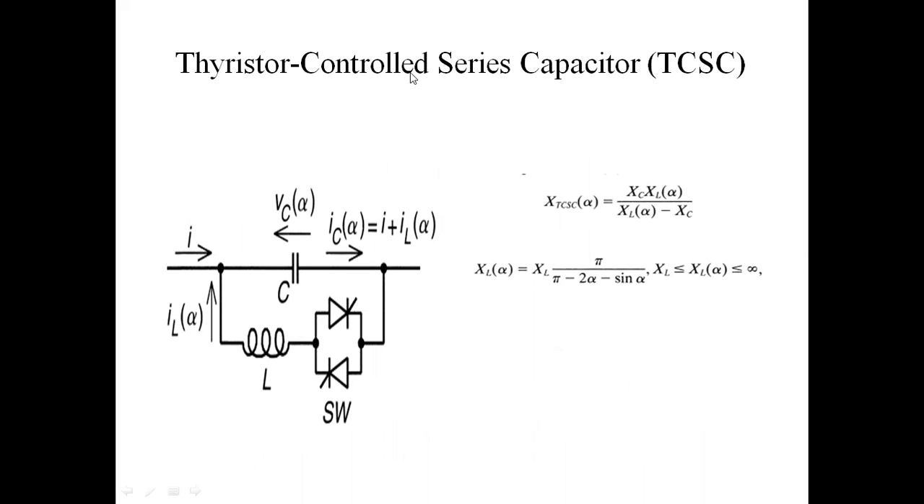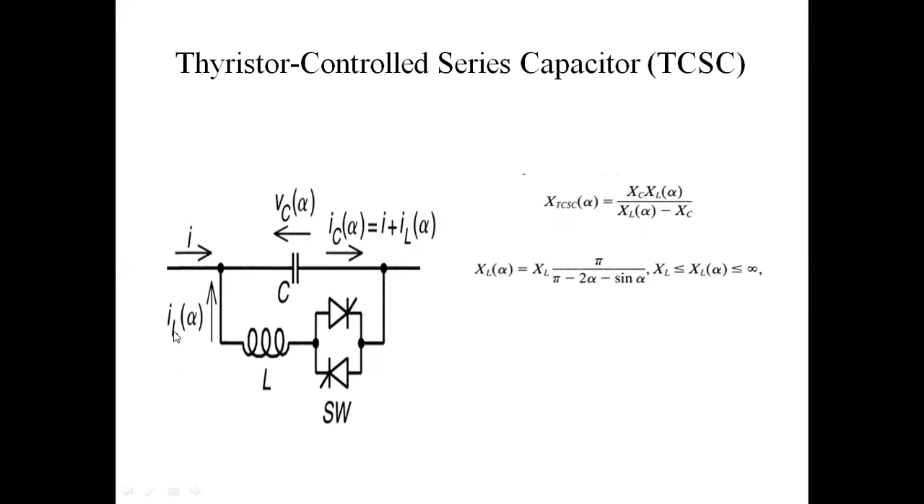This is the circuit diagram of TCSC. In this TCSC, the inductor and these two thyristors are similar to a TCR, Thyristor-Controlled Reactor, connected in parallel with a capacitor. First, I will explain the components in the circuit diagram. This is the inductor. These two are anti-parallel thyristors. This is the capacitor. I is the current flowing in the transmission line. This is the inductance and this is the capacitance in the transmission line.